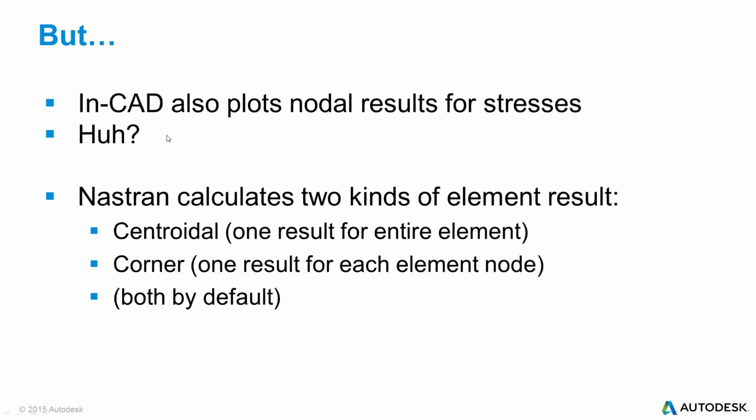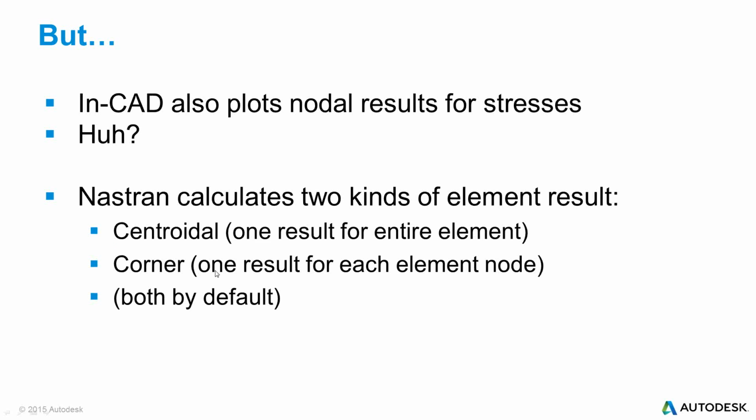In-CAD, on the other hand, can plot nodal results for stresses. And so the question then becomes, what the heck is it actually doing? Hopefully in a couple of slides here, I'll be able to show you exactly what Nastran is doing for this kind of stuff and what In-CAD is doing. So Nastran calculates for elements centroidal results, which give you one result for an entire element. They can also calculate corner results. Centroidals are always calculated. Corners are sometimes calculated if you tell it.